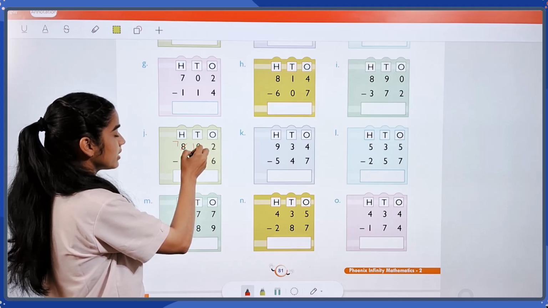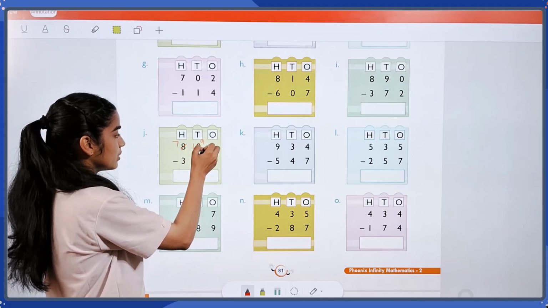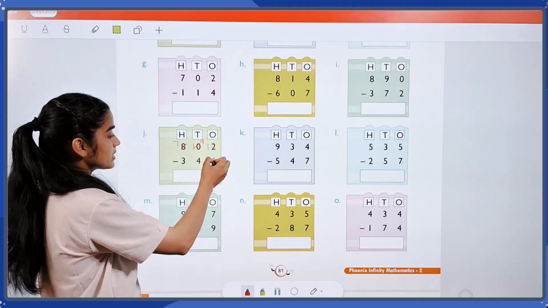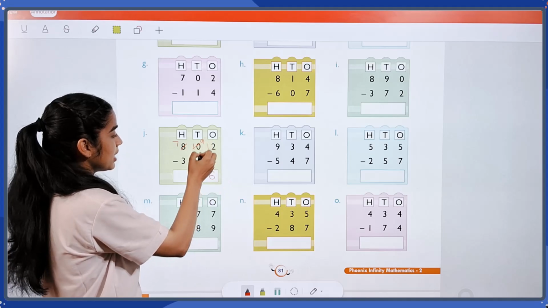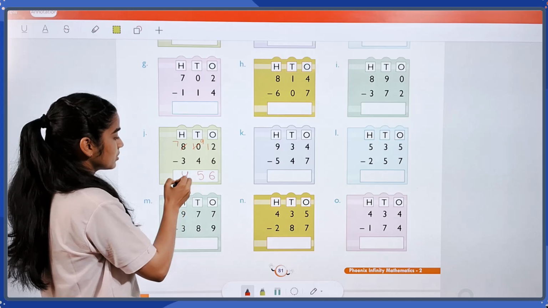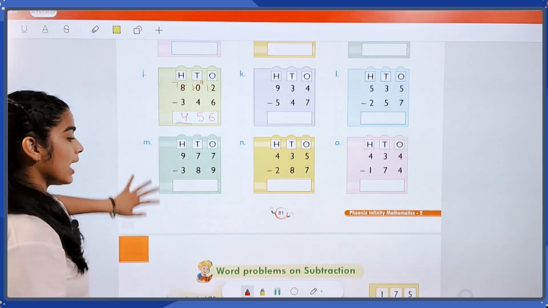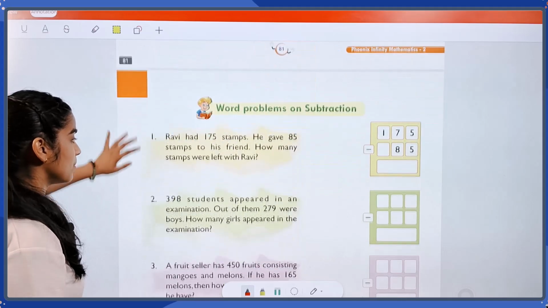So now we can take a carry from 10. It will be converted to 9 and it will make your 2 into 12. So 12 minus 6 is 6. 9 minus 4 is 5 and 7 minus 3 is 4. This is your final answer. So students, now give a try to the above questions.